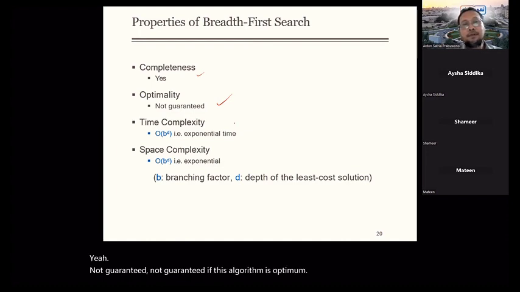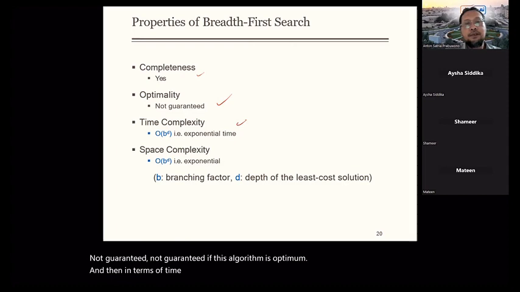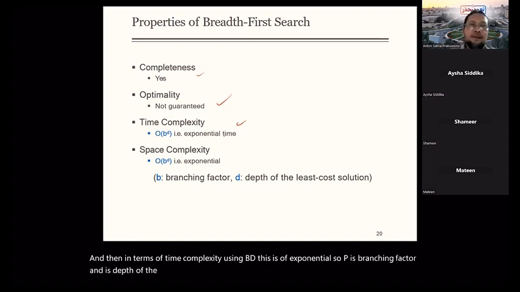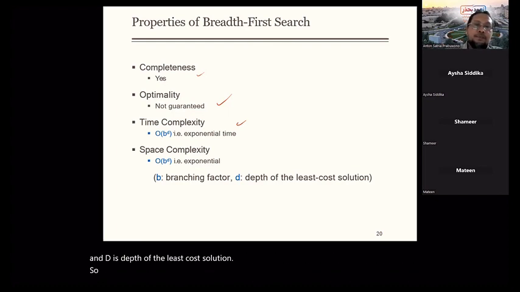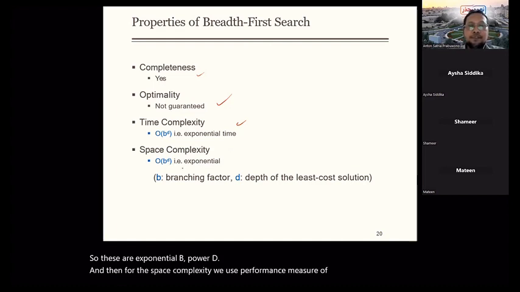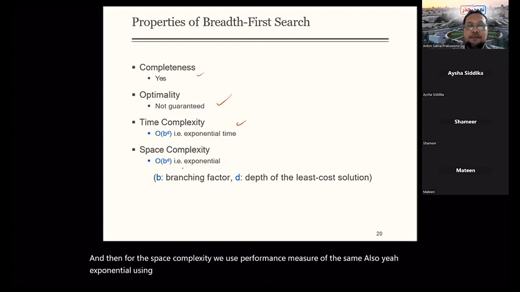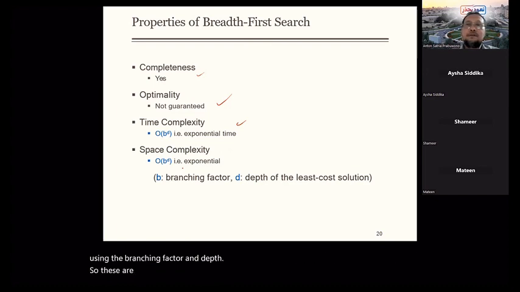And then in terms of time complexity, using BFS, this is exponential. So b is the branching factor, and d is the depth of the least cost solution. So this is exponential, b to the power d. And for the space complexity, the performance measure is the same, also exponential, using the branching factor and depth. So these are the properties or the performance measures of the breadth first search algorithm.